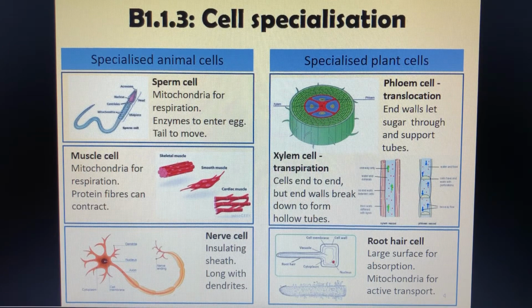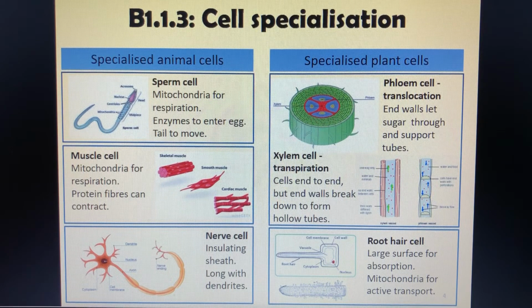So let's look at the animal cells first. We've got a sperm cell. We've got on the head of the sperm, where the nucleus is, we've got these enzymes, and they help to get into the egg. And it's actually only the head of the sperm that gets into the egg, and then the tail breaks off. In the middle section, then we've got loads of mitochondria. That's where that respiration is taking place, and that respiration is providing the energy for the movement, for that tail to move so that the sperm can get to the egg.